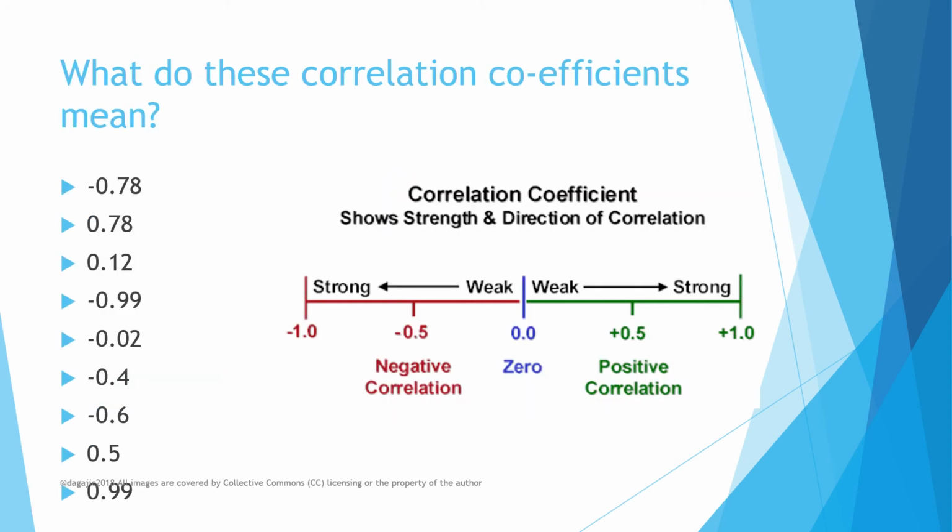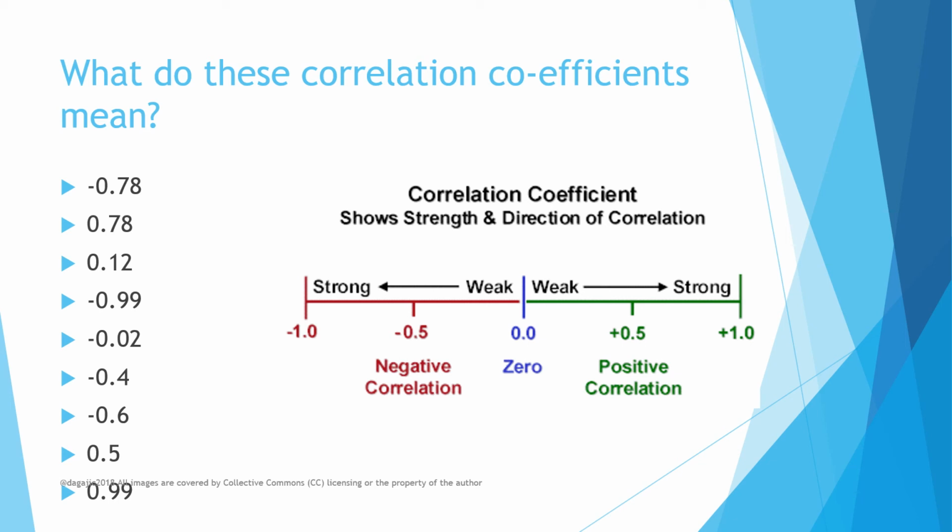I've made another video on my YouTube channel that you might want to watch that shows you how to calculate correlation coefficients using Spearman's rank order correlation coefficient. However, it's important to be able to interpret the data. So this diagram should help you. You can see we've got 0 in the middle and then we go from weak to strong. So if we look at the first one, minus 0.78, that's obviously going to be a strong negative correlation. Plus 0.78 is going to be a strong positive correlation.